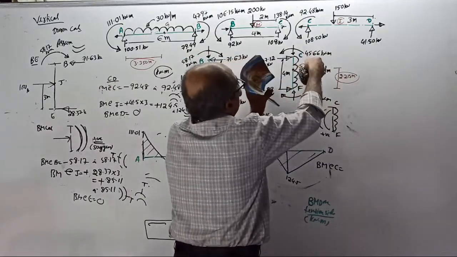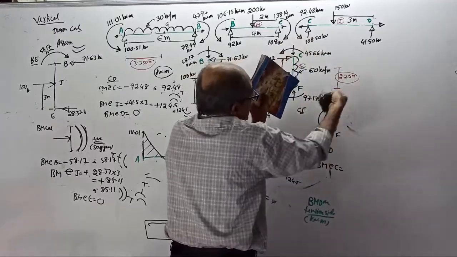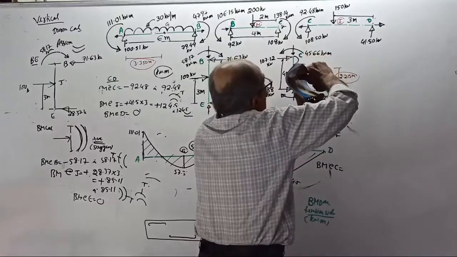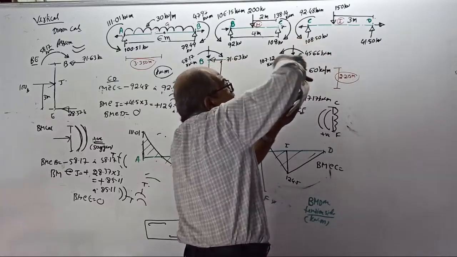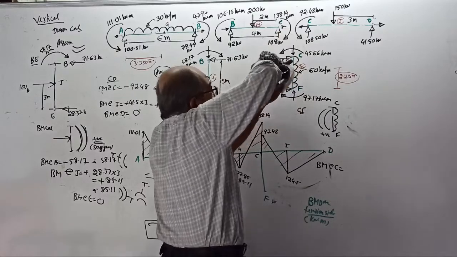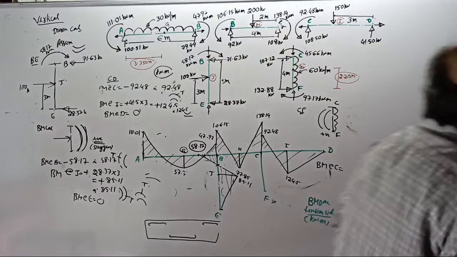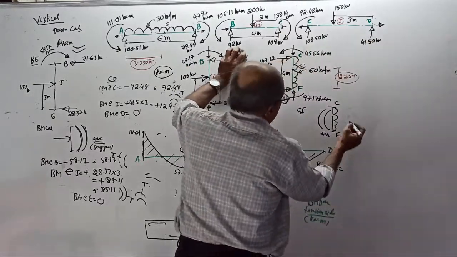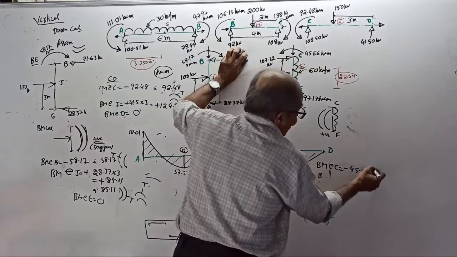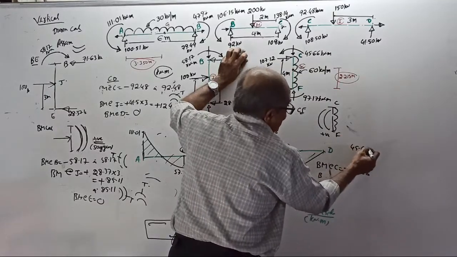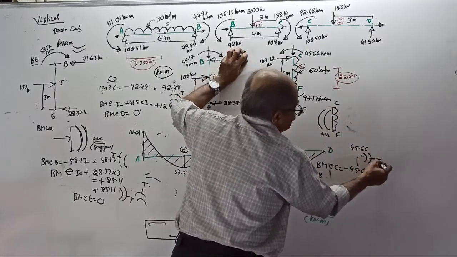But tell me, 45.66, will it sag or hog? Tell the answer. This is sagging. So 45.66 is bending like this. Is it hogging or sagging? See there. 45.66. Is it sagging type or hogging type? Hogging type. So what do you write? You write minus 45.66. That means, not sagging, that much hogging, tension comes on the right side.